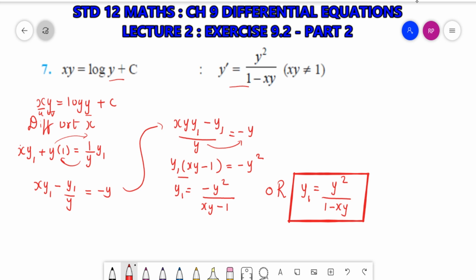Okay, so hence we had proved that xy equal to log y plus c is the solution of the differential equation y dash equal to y square upon 1 minus xy. Okay, so this was about question number 7. So just note it down.